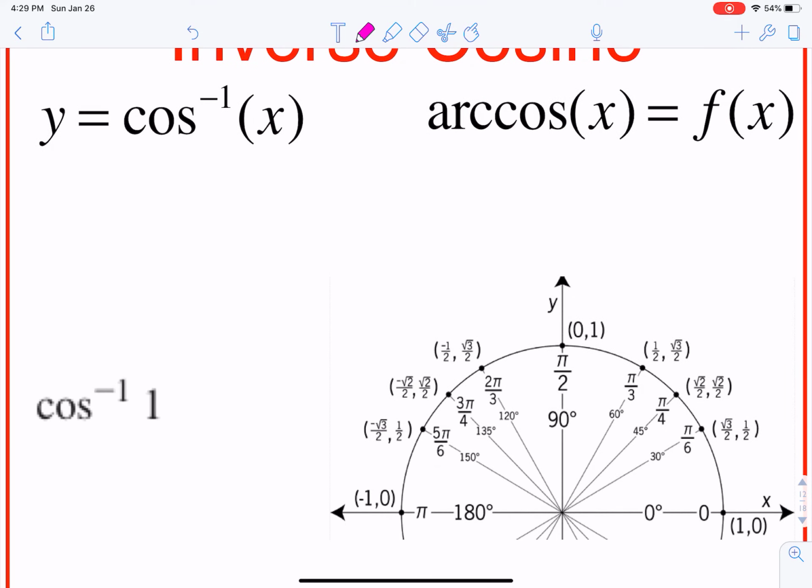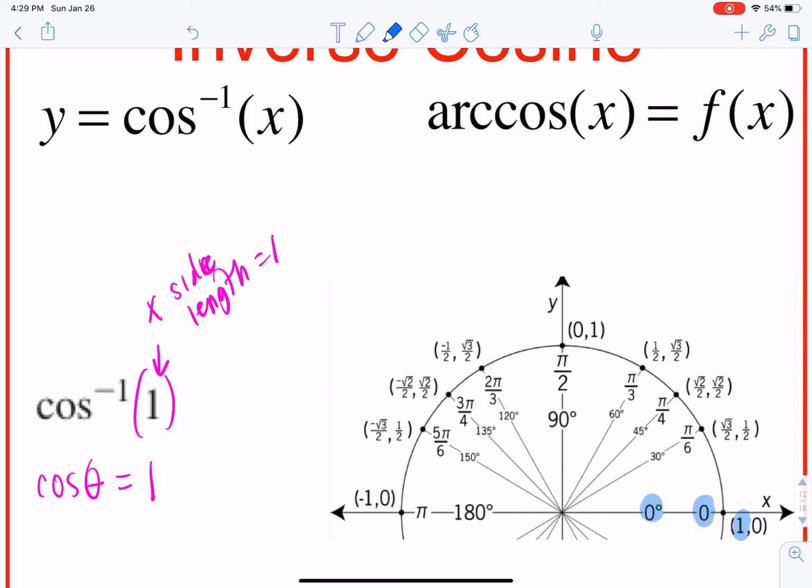Looking here, cosine inverse of 1. So I'm looking for when my x coordinate or my side length is equal to 1. Remember, this is the same as cosine of some angle is equal to 1. And where is my x coordinate 1? That happens here at 0 radians or at 0 degrees. So here, this is equal to 0.